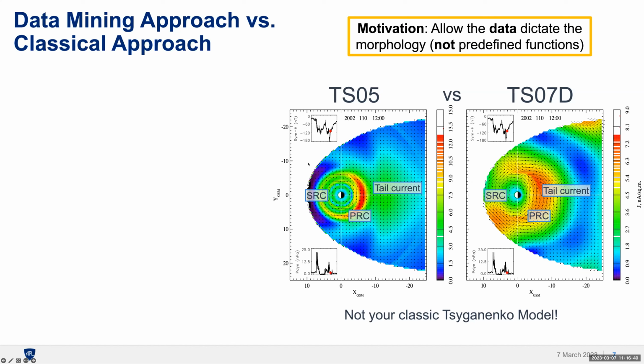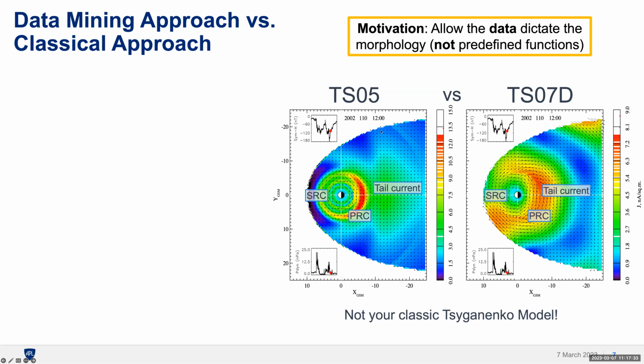Before I dive into our current model, I want to contrast. These empirical magnetic field models have existed all the way back into the 70s, and they have continued to evolve over time. But this new era of empirical magnetic field modeling, which is supported by modern data mining approaches, is really different than your classic Tsyganenko style empirical magnetic field model. Here I'm showing an equatorial slice of the TS05 model, one of the most commonly used empirical models, versus the new generation, the TS07 model, which was the first model that really utilized this data mining approach.